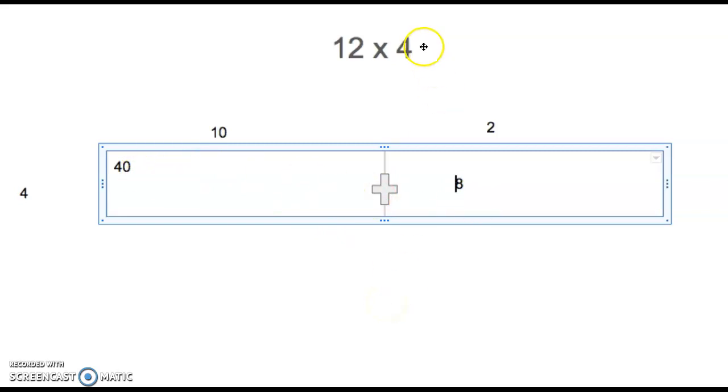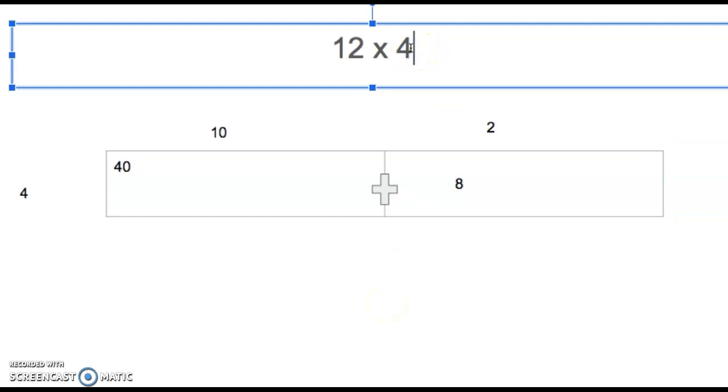So now what we're going to do is we are going to add 40 plus 8. 40 plus 8 is 48. So we can tell that 12 times 4 is 48. And maybe you already knew that one, but let's do another challenging one.